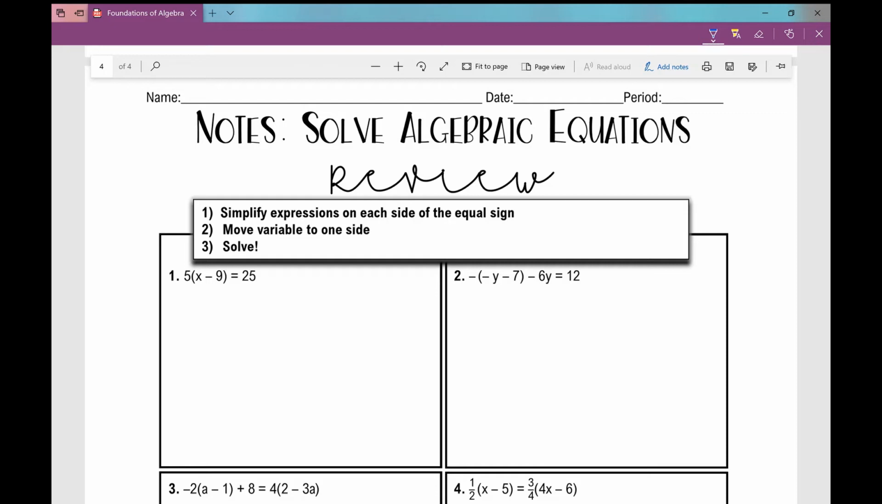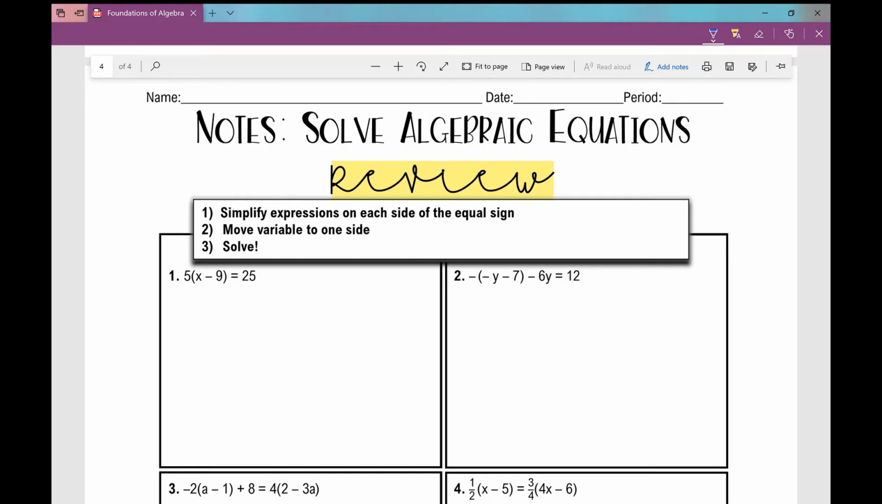Let's get started on today's notes over solving algebraic equations review. This is meant to be a review for Algebra 2. So we're going to look at some multi-step equations with variables on both sides. We're going to have special solutions as well.